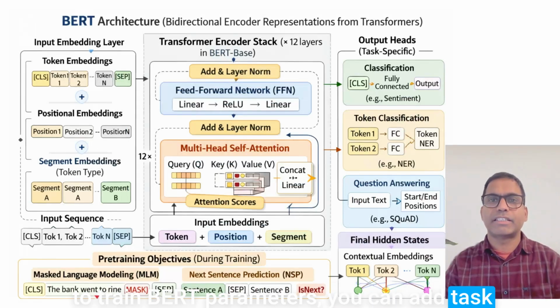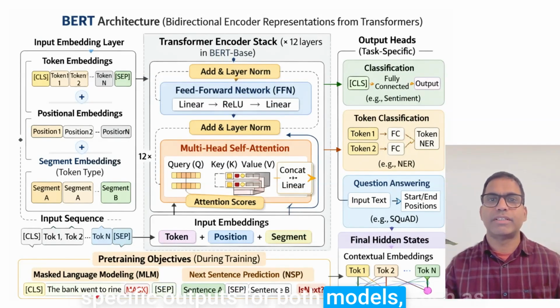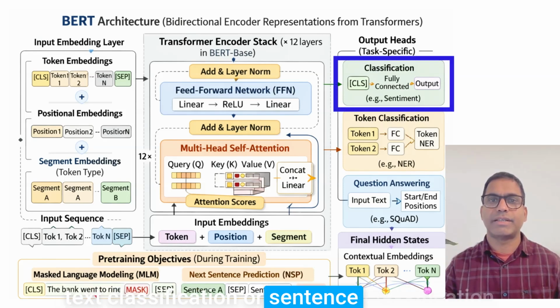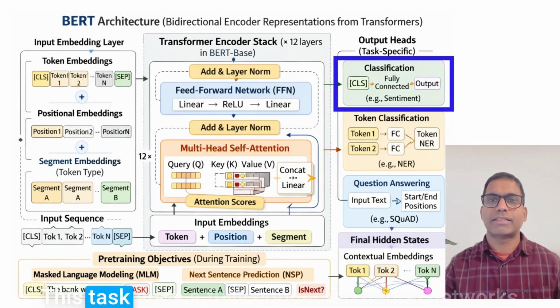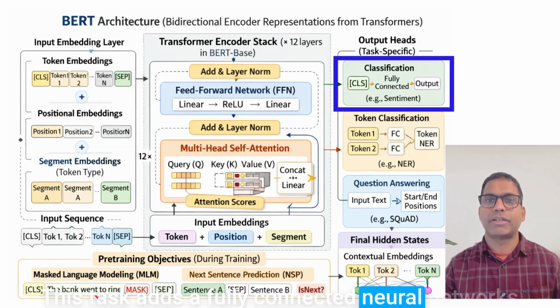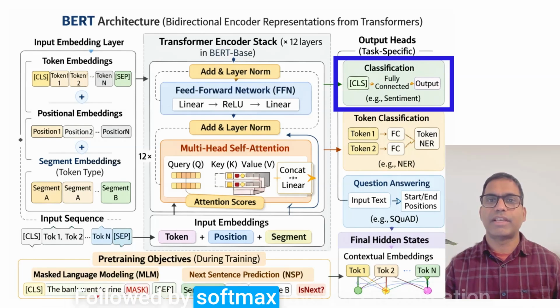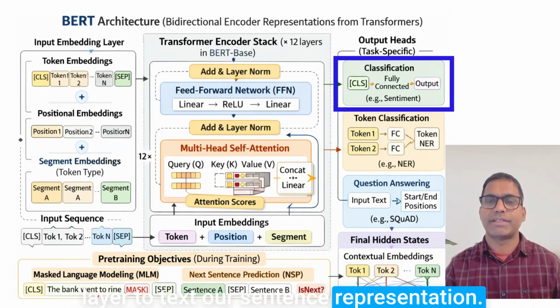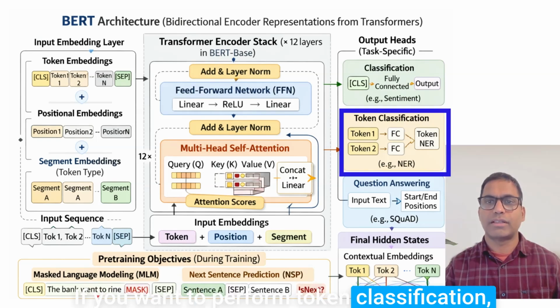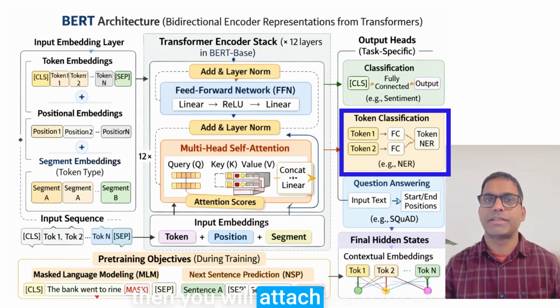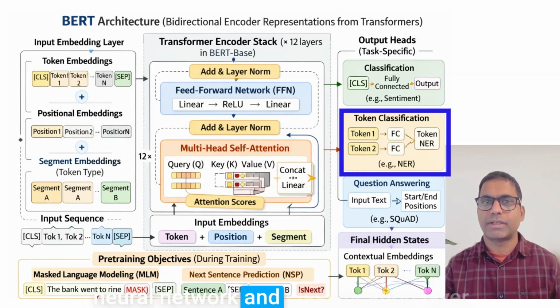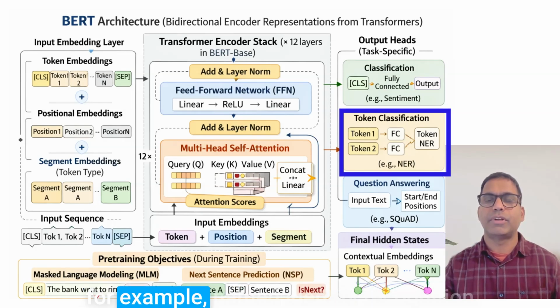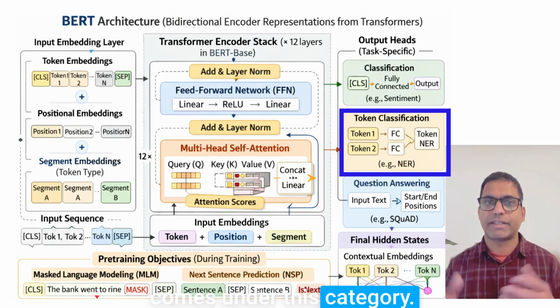You can add task-specific outputs for BERT models such as text classification or sentence classification. This task adds a fully connected neural network followed by a softmax layer or classification layer to the text or sentence representation. If you want to perform token classification, then you will attach each token representation to a fully connected neural network and a classification layer. For example, named entity recognition or part of speech recognition comes under this category.